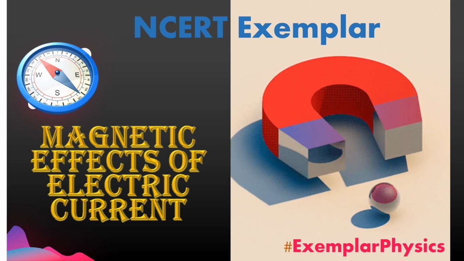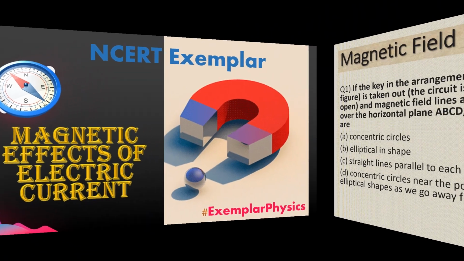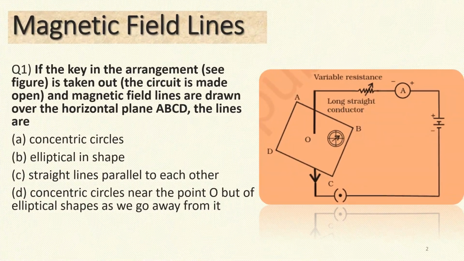Let's see the first question. First question is, if the key in the arrangement, you can see the figure, is taken out, that is the circuit is made open, and the magnetic field lines are drawn over the horizontal plane ABCD, the lines are, the options are A. Concentric circles, B. Elliptical in shape, C. Straight lines parallel to each other, D. Concentric circles near the point O, but the elliptical shapes as we go away from it.